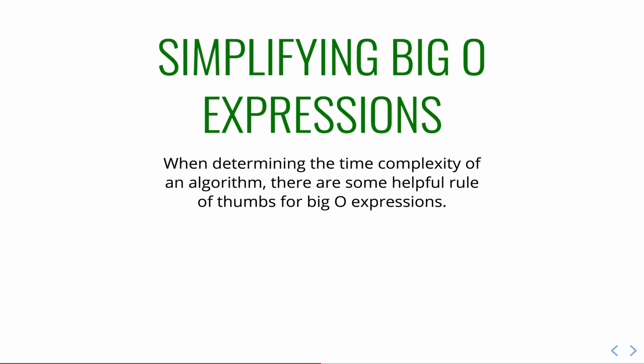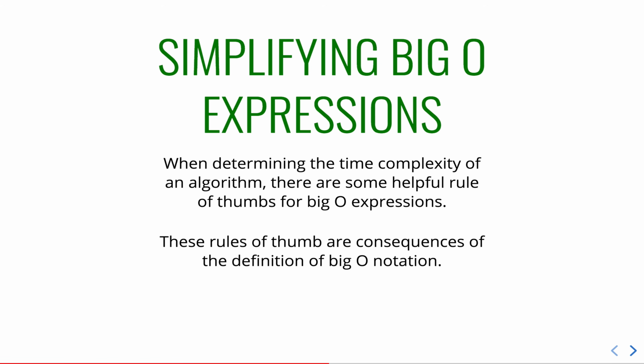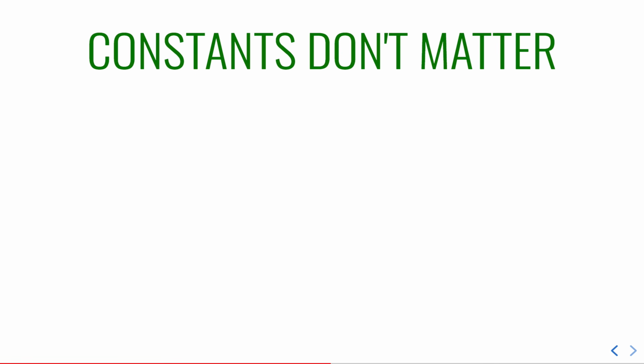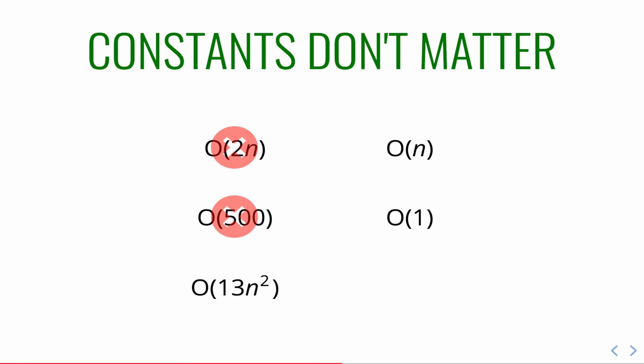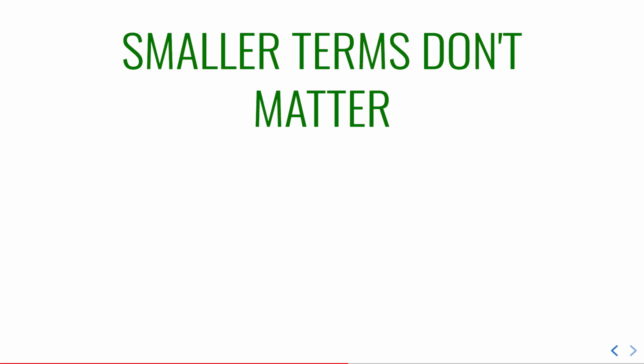It's not good. There are some helpful rules that you can keep in mind when you're trying to determine the time complexity of an algorithm. So, first one is that constants don't matter. O of 2n, it's just O of n. O of 500, that's just O of 1. O of 13n squared, it's just O of n squared. Remember that these numbers are inconsequential when n is getting massively huge, n is skyrocketing. 500 doesn't mean much compared to n, especially if n is a million or a trillion, even though that's not a real number. Similarly, smaller terms don't matter.